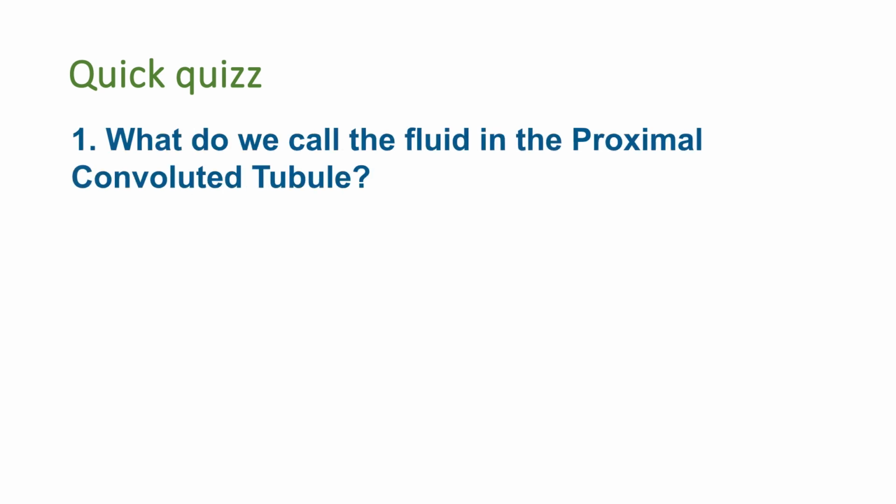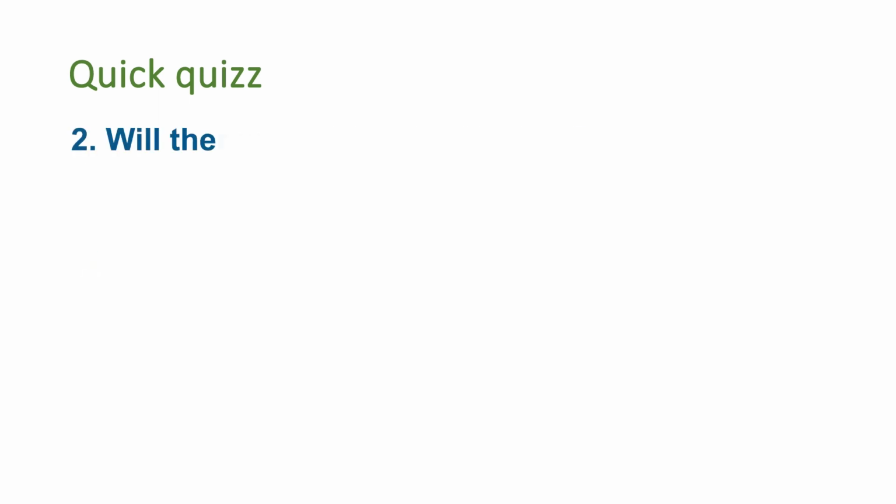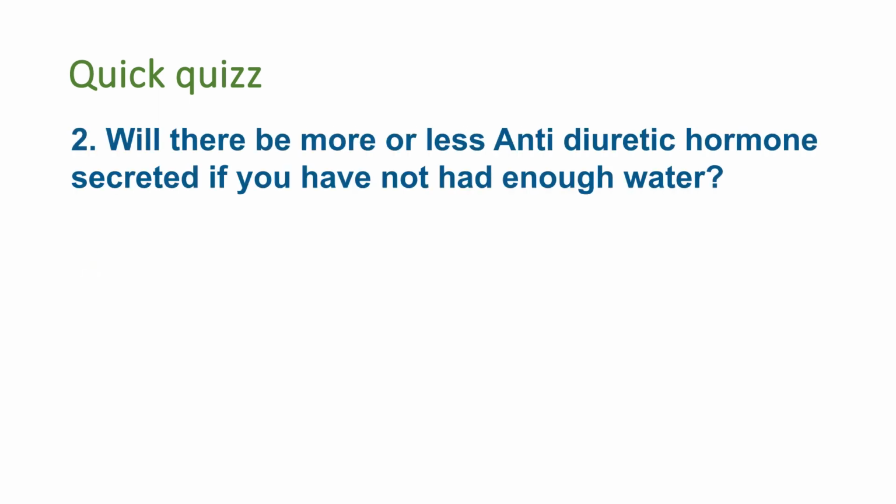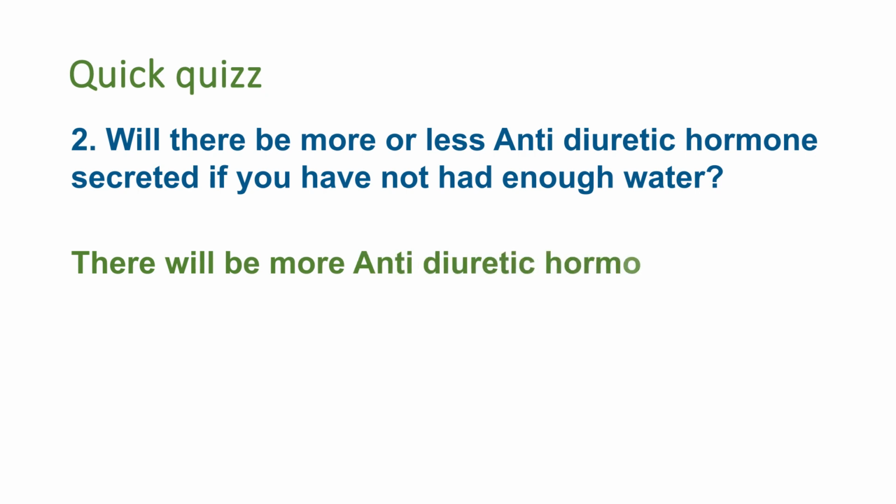It's quick quiz time. I'm going to ask you 2 quick questions. You may pause before I provide the answer for each question so that you can test your own understanding. Number 1. What do we call the fluid in the proximal convoluted tubule? The correct answer is filtrate. Number 2. Will there be more or less antidiuretic hormone secreted if you have not had enough water? There will be more antidiuretic hormone.